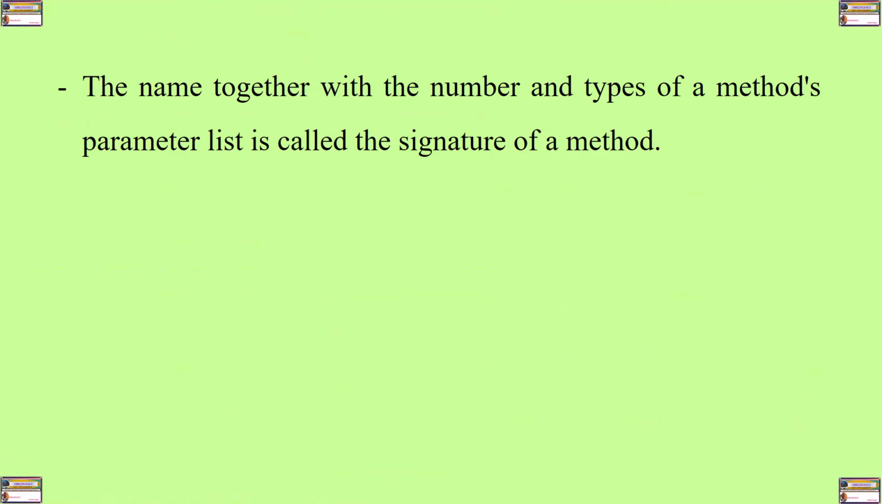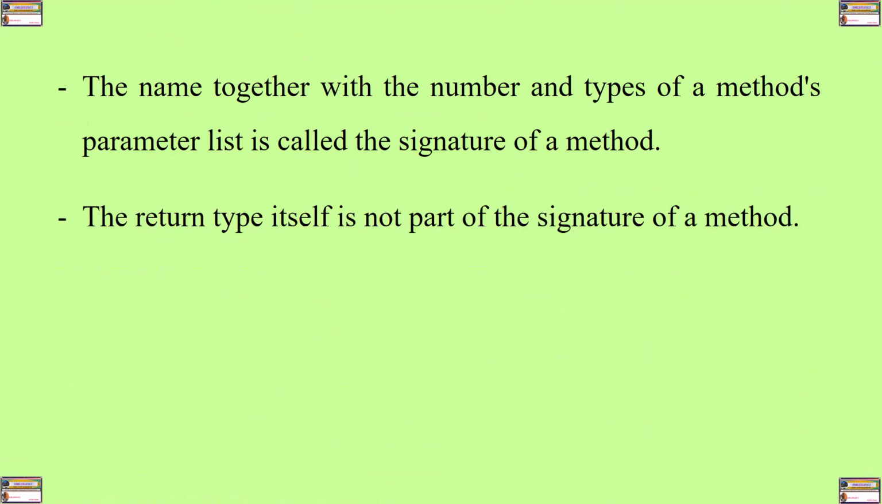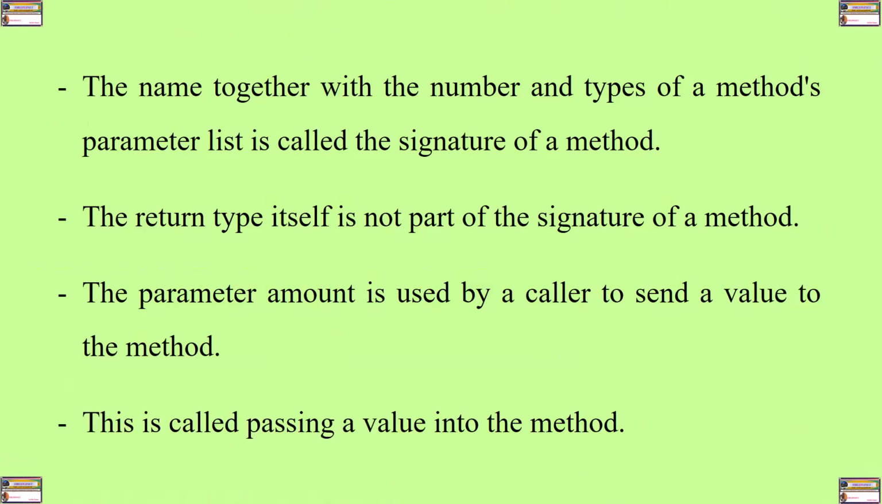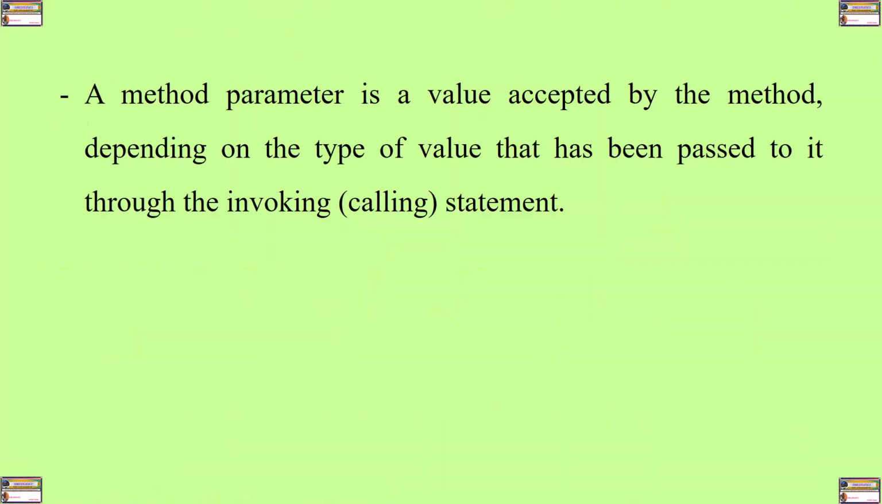we call the signature of a method, and therefore every method has a signature, and this signature is different from the signature for another method. The return type itself is not part of the signature of a method. Therefore, the parameter amount is used by a caller to set a value to the method. This is called passing a value into the method.